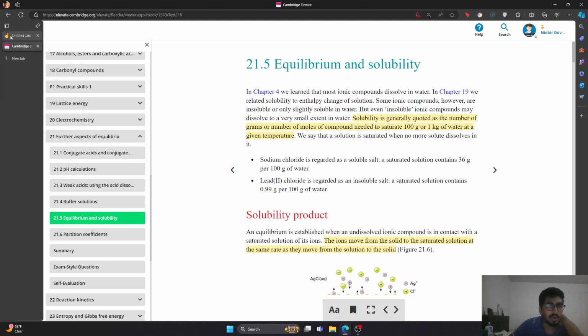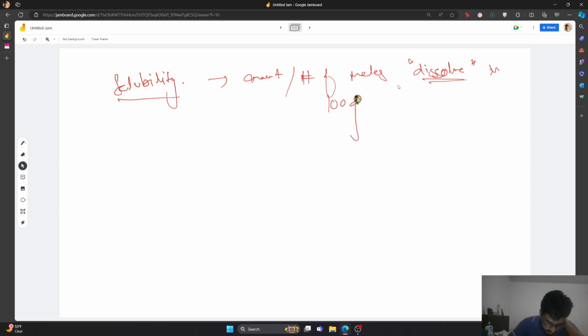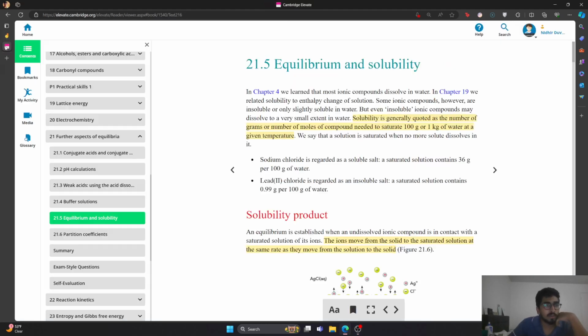Solubility is what we define like this. Solubility is basically the amount, and in chemistry, amount is always number of moles, that you can dissolve in 100 grams of water. If you take 100 grams of water, or 1 kg of water, some fixed quantity of water, then it is the number of grams or number of moles that you can dissolve. They also call this saturate.